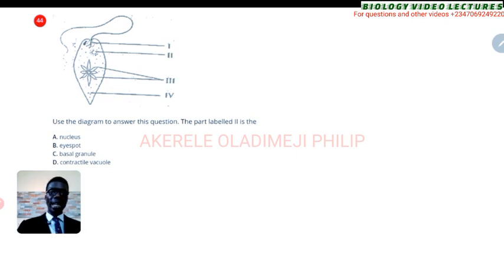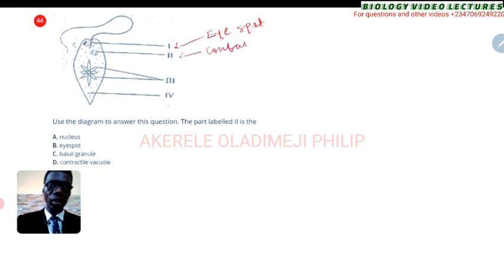Okay, use the diagram to answer this question. The part labeled 2 is, okay, I think let's do some labeling. One should be eye spot, even though it's not really pointing there directly. Two should be contractile vacuole. Three should be chloroplast. Four, I'm not quite sure if it's cytoplasm or nucleus. I'm not so sure what four is really. So one is eye spot. Two should be contractile vacuole, please. D, contractile vacuole. Yes, two should be contractile vacuole.